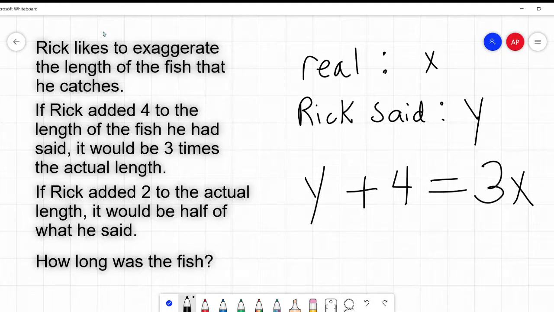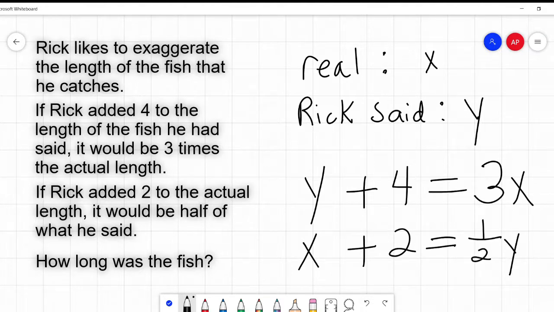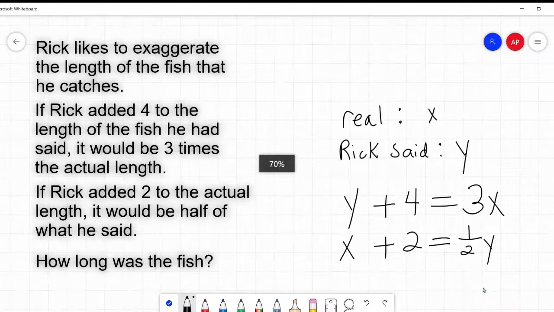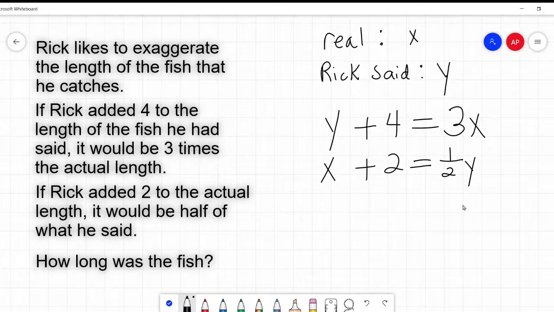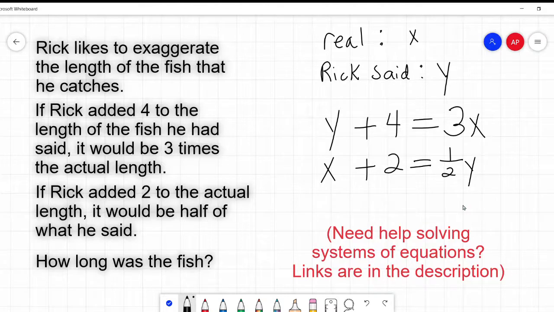Next sentence: if Rick added 2 to the actual length, X, it would equal half of what he said. Half of what he said. How long was the fish? So that part right there, assigning the variables and figuring out through the wording what exactly is going on, that's the hard part of this. From this point on, we're at a pretty straightforward system of equations, and we can solve this with substitution, elimination, whichever you'd like.